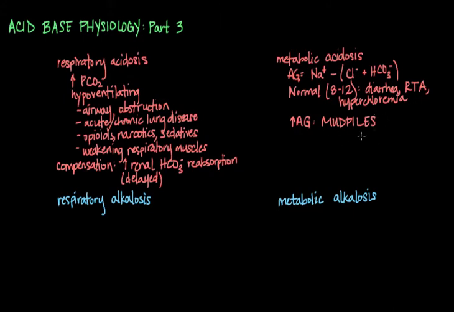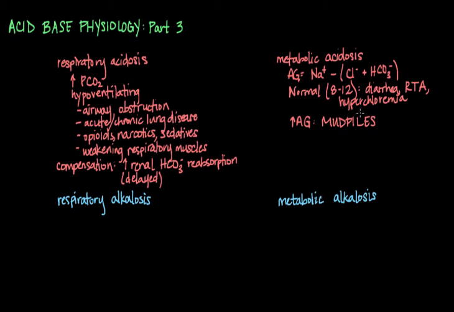And most of the differential diagnoses that make up the MUDPILES mnemonic are various types of poisonings, if you will, or ingestions. So the M in MUDPILES stands for methanol. The U stands for uremia, which can occur in a variety of situations. The D stands for diabetic ketoacidosis, or DKA. The P can stand for paraldehyde or phenformin. The I stands for iron. L stands for lactic acidosis. E stands for ethylene glycol. And the S stands for salicylate.